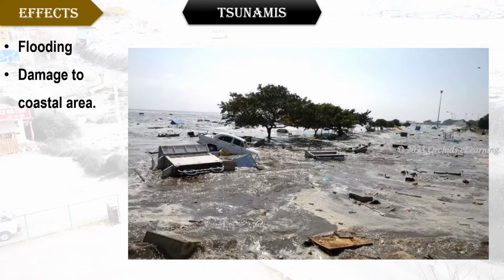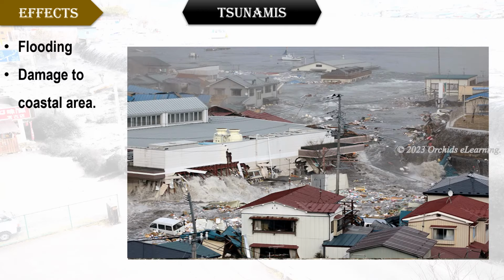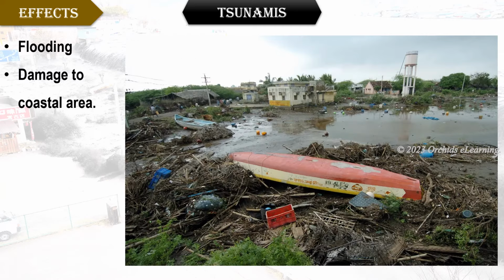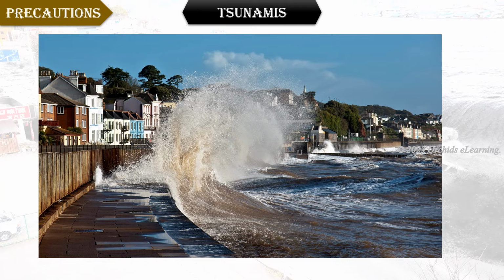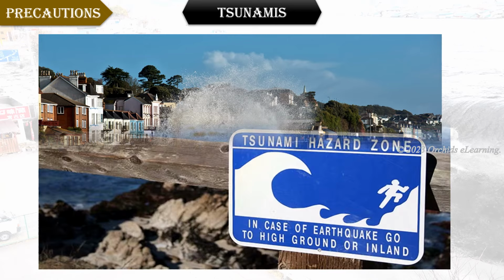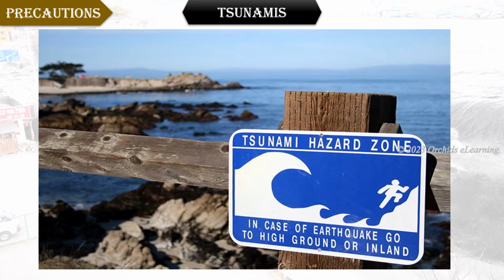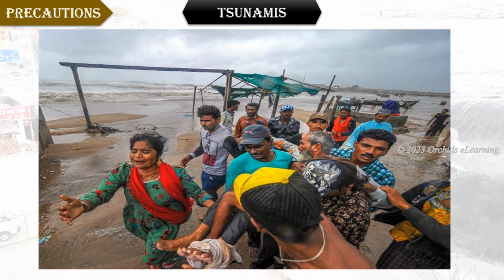Effects. The huge wall of seawater causes flooding and enormous damage to coastal areas. The southern coast of India was badly affected in 2004 by a tsunami that started in Indonesia. Precautions. Rapidly rising or falling coastal waters can be a sign of an approaching tsunami. Warnings are issued about a tsunami. People in coastal areas should leave and go to places inland, preferably those that are on higher ground.